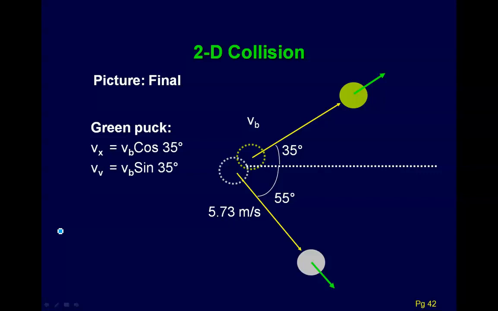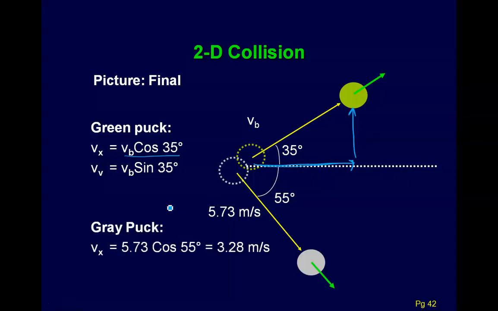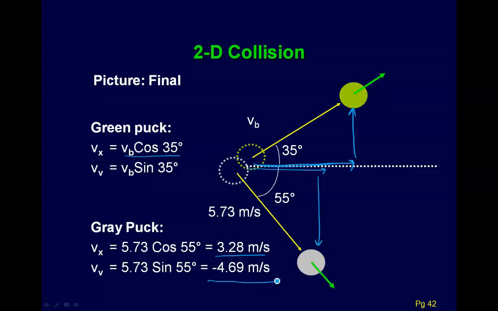I don't know what this velocity is, but since I know the angle, I can make a little triangle here. The X direction will be VB cosine 35, and the Y direction will be VB sine 35. A similar thing for the gray puck: I can make a similar triangle, again using the angles. For the gray puck, its X value is 3.28 and its Y value is negative 4.69. This is where I think this stuff gets pretty tricky mathematically, so make sure it makes sense where we're getting all these angles from.